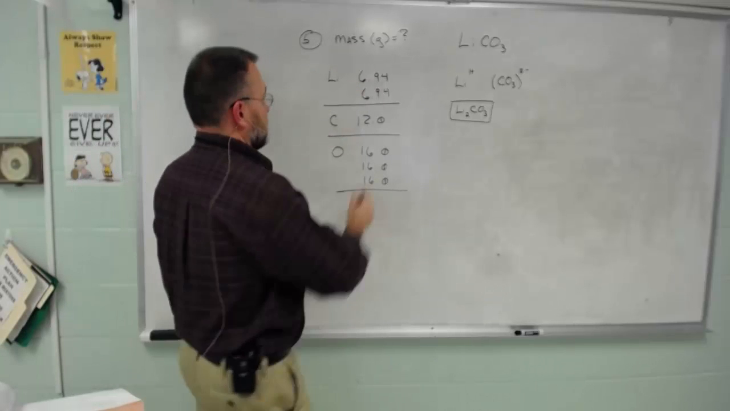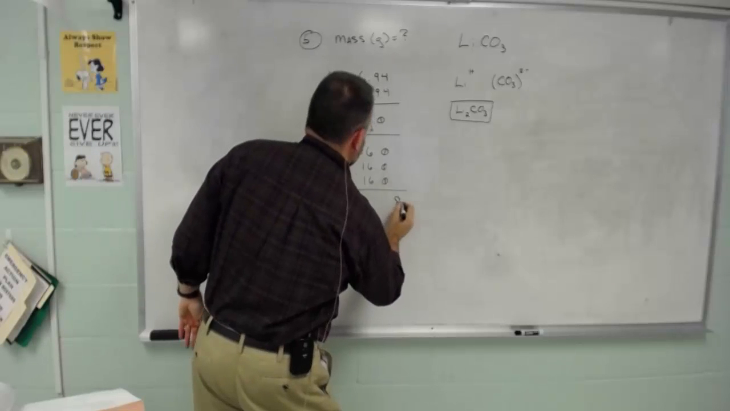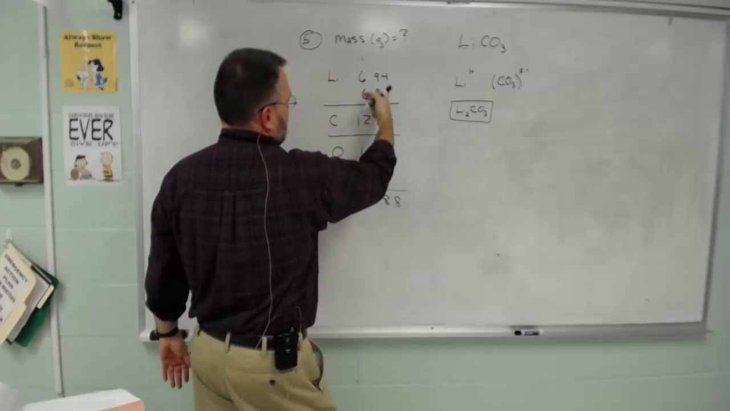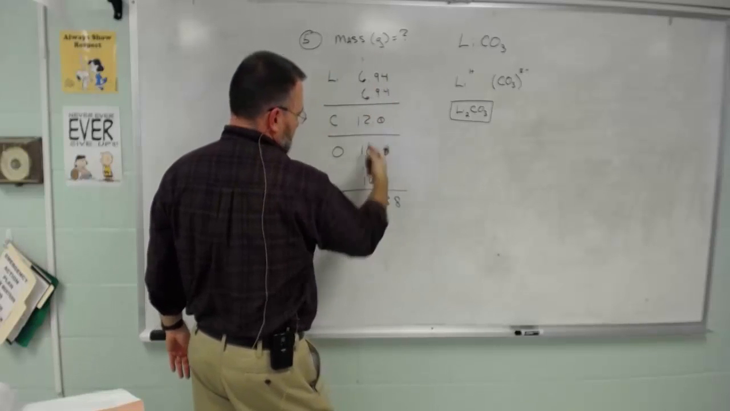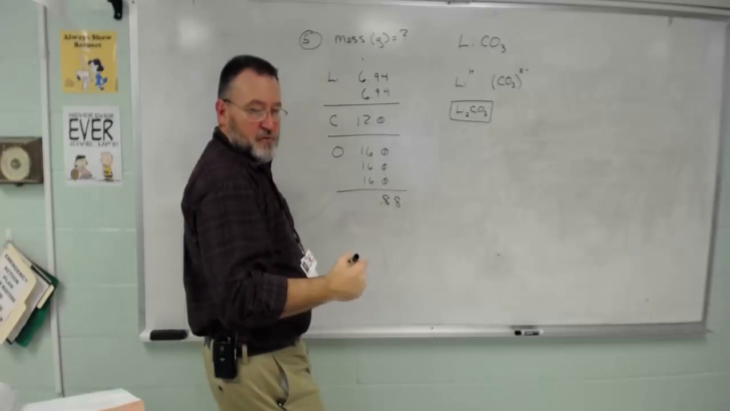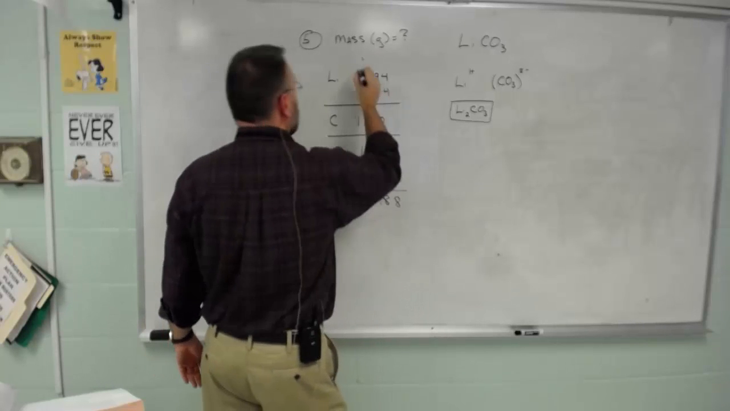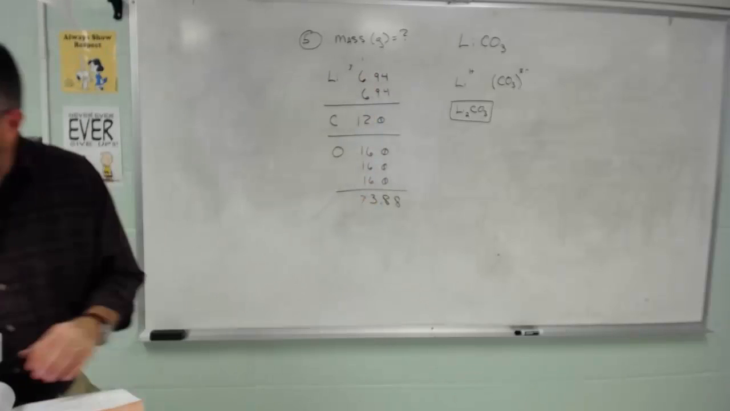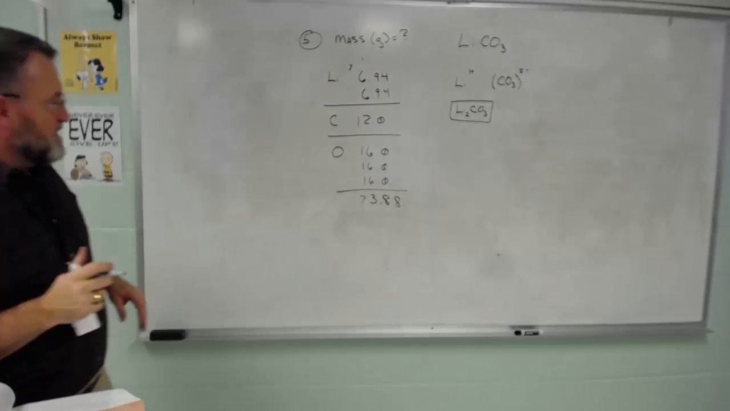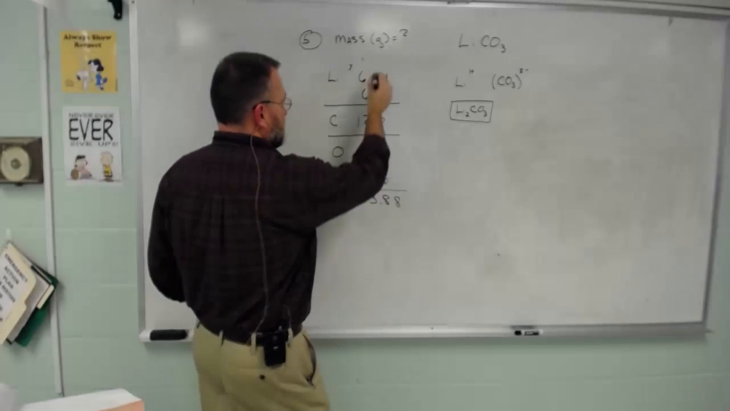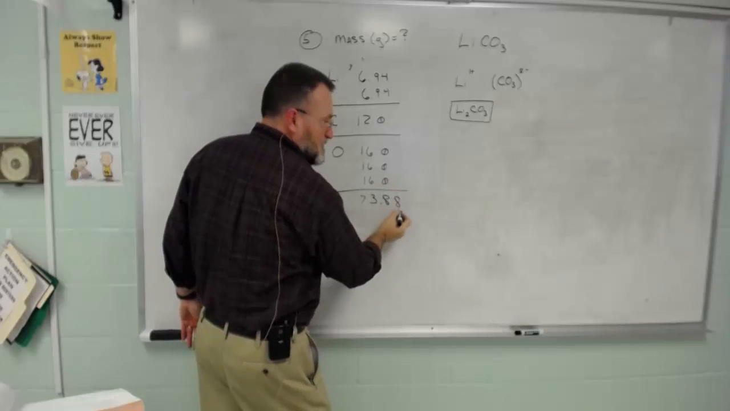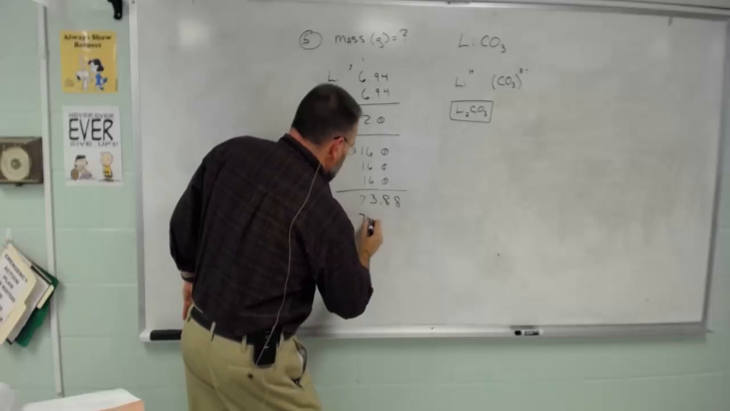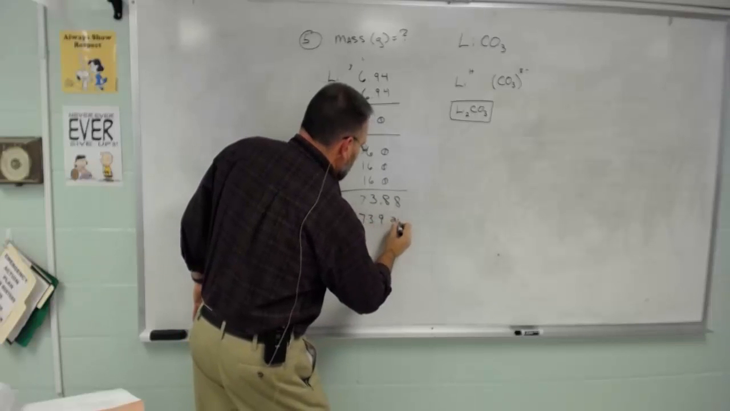Let's do the addition. 4 and 4 is 8. 9 and 9 is 18. Carry the 1. So it's 6, 6, 12, 13, 14, 15, plus 18 is 33. Carry the 3. 3, 4, 5, 6, 7. 73.88. And because our precision here is to the tenths place, I look to the hundredths place to determine if I round up or leave it the same. It's 5 or greater, so I round up, and it's 73.9 AMUs.